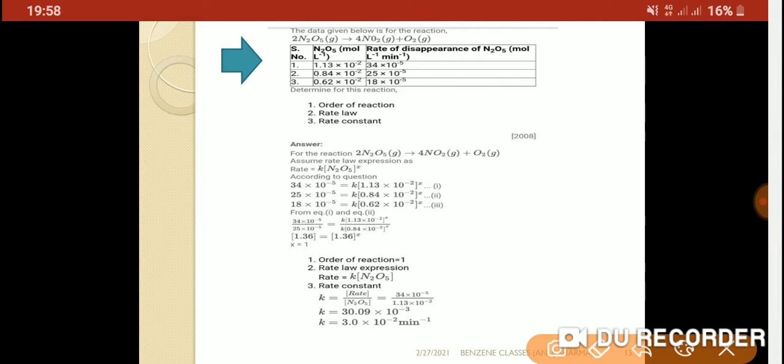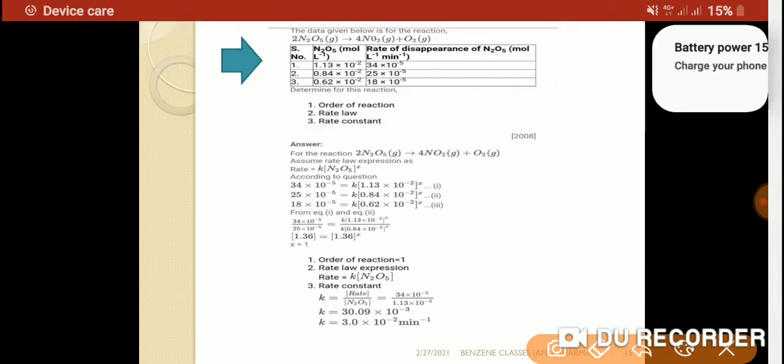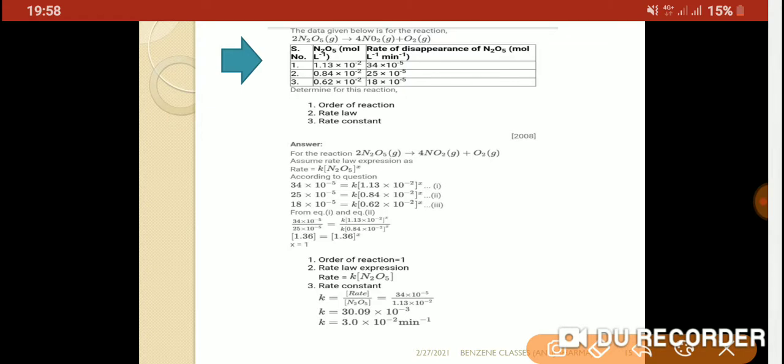Okay, the next slide says that data is given for the reaction 2N2O5 equal to 4NO2 plus O2. Data is given in the table. So determine the order of the reaction, rate law and rate constant. Okay, you can check these are the values of the rates. This is the value of the active mass of N2O5.